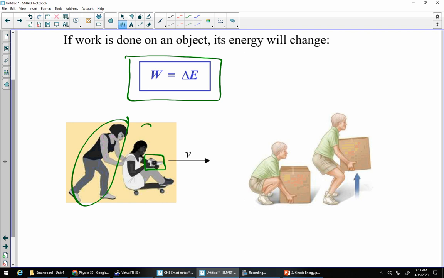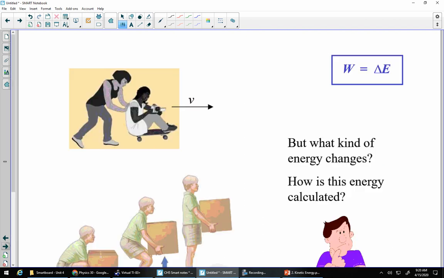This person over here is lifting a box, right? And if they're lifting the box, it's going from a height down here to a height up here. They're doing work on the box. They're applying a force, it's moving a distance, and the box is changing in height. You might remember from Science 10, a change in height corresponds to a change in gravitational potential energy.